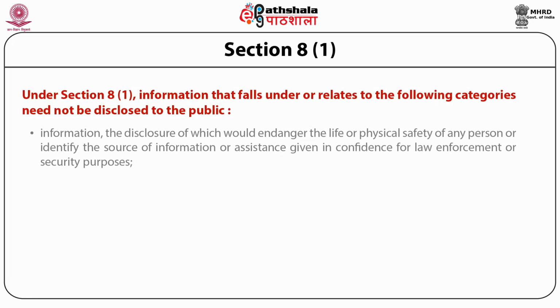You also don't have to disclose information, the disclosure of which would endanger the life or physical safety of any person, or identify the source of information or assistance given in confidence for law enforcement or security purposes. Here we're talking about whistleblowers, right? You have a whistleblower who has essentially come forward to expose a scam or corruption. You don't have to disclose the details of that person because it would endanger the safety of that person, and it would dissuade people from coming forward as whistleblowers in the future, right?